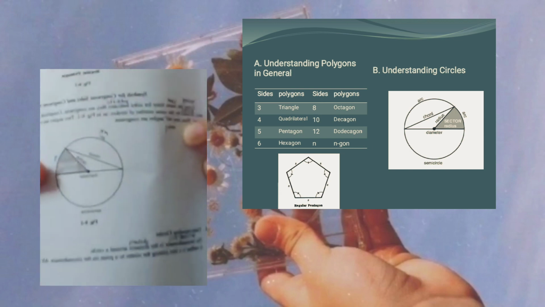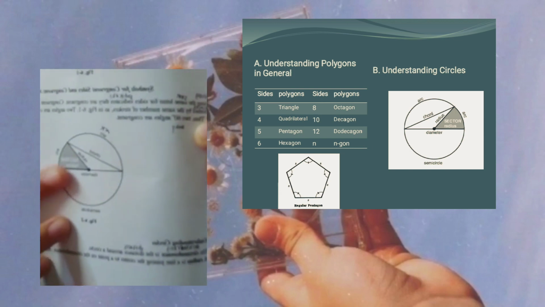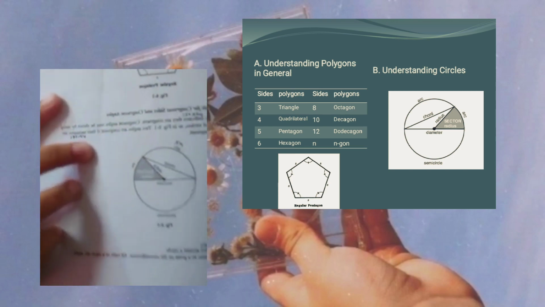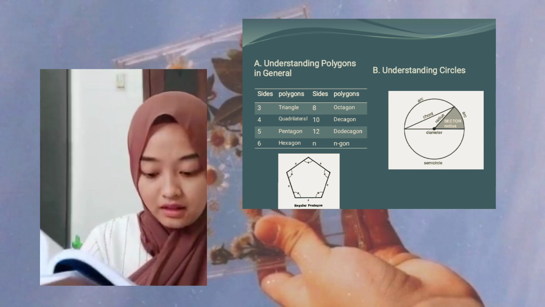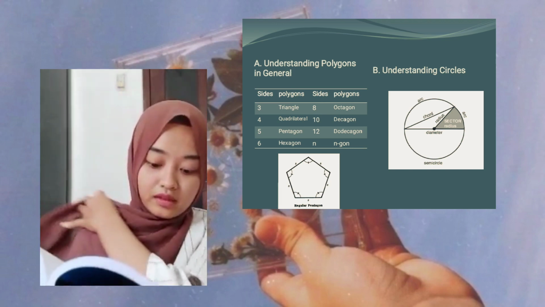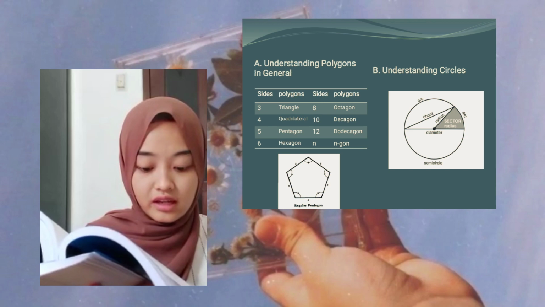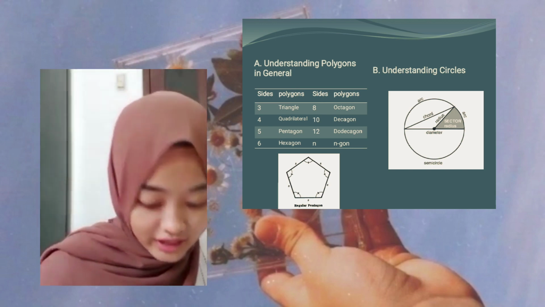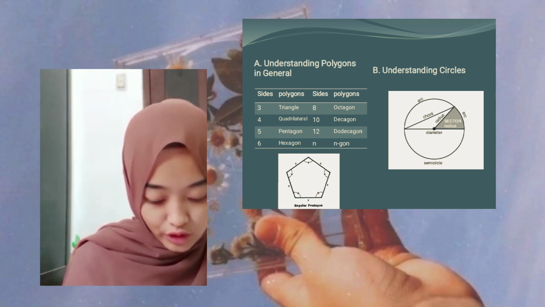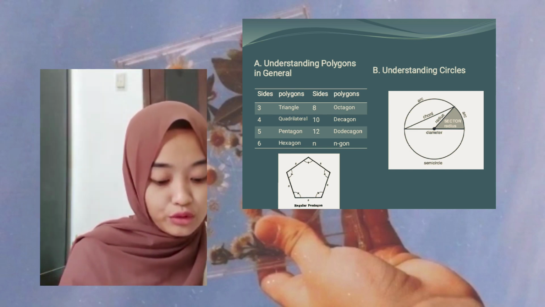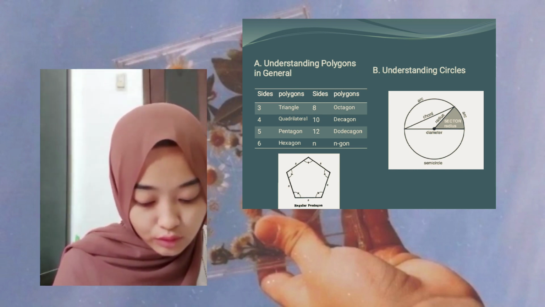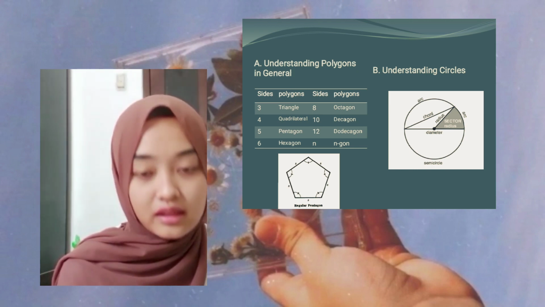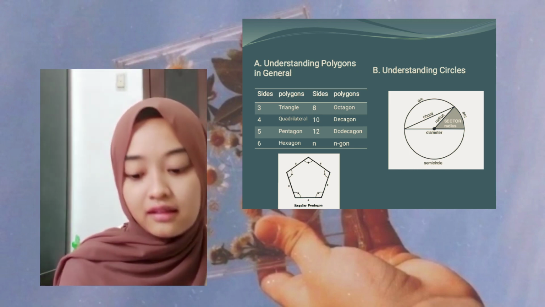Arc, diameter, radius. B. The circumference is the distance around a circle. A radius is a line joining the center to a point on the circumference. All radii of a circle are equal.